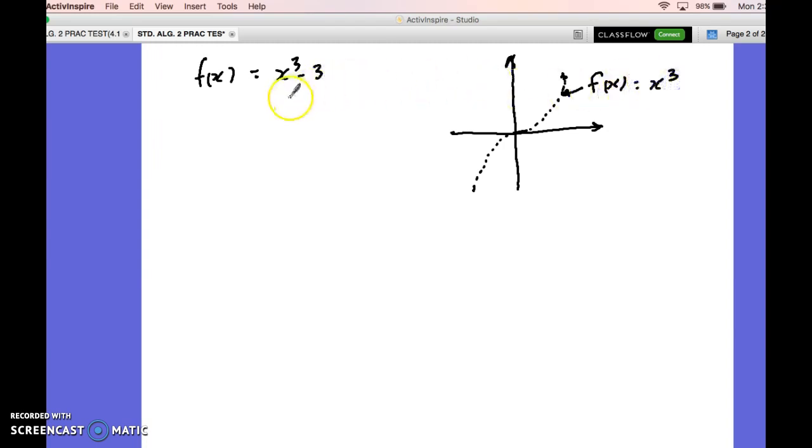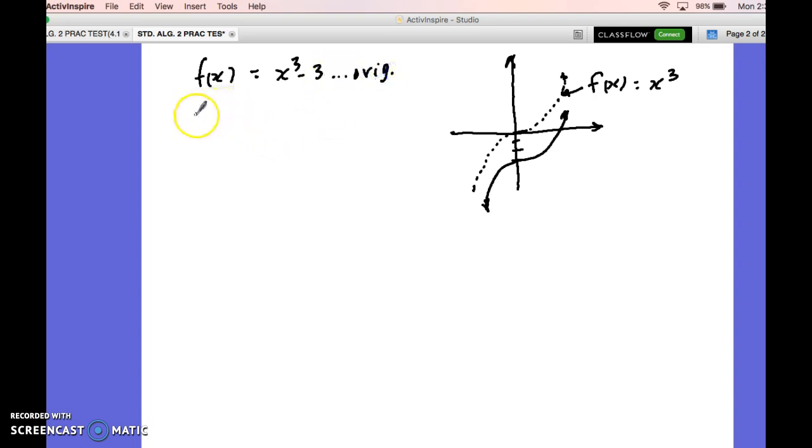What would f of x equals x cubed minus 3 look like? It's the same thing, except we translate down vertically 3 units. So it'd be 1, 2, 3. So I'm going to make this solid now so we can have it more permanently here. This is what we're looking at here. That's the original. All right. Now, this is what we're originally given.